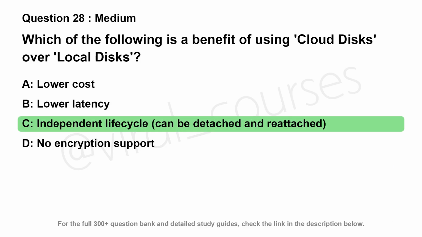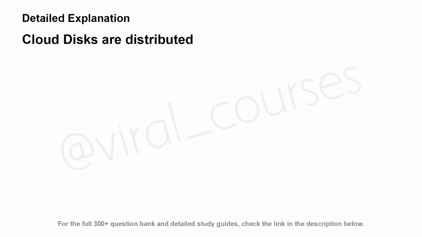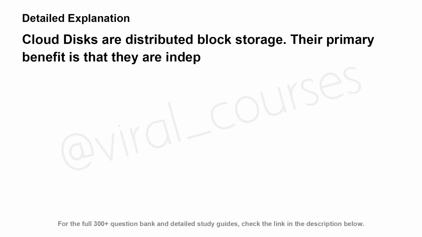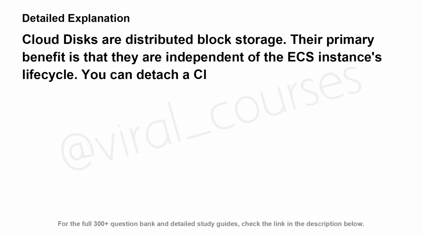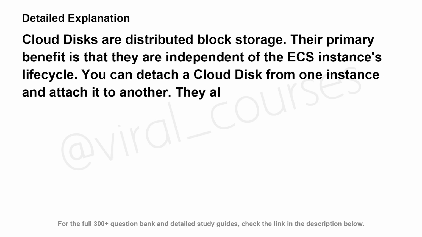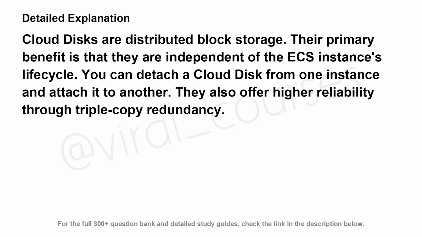The correct answer is C. Cloud disks are distributed block storage. Their primary benefit is that they are independent of the ECS instance's lifecycle. You can detach a cloud disk from one instance and attach it to another. They also offer higher reliability through triple copy redundancy.